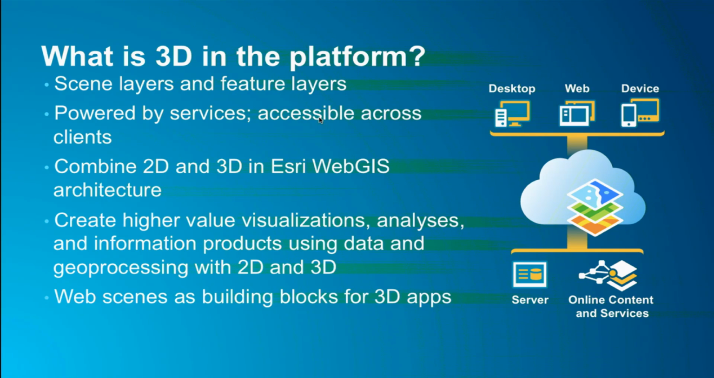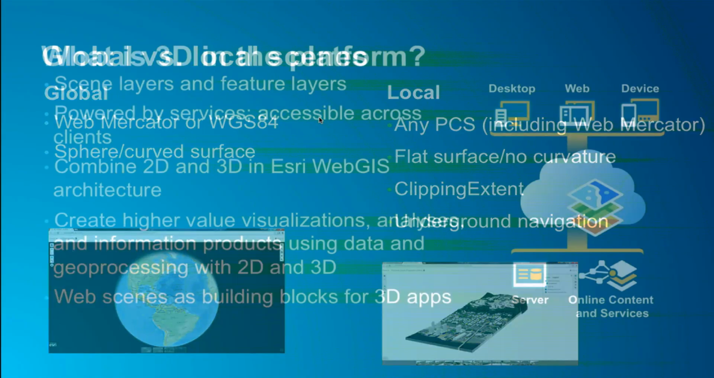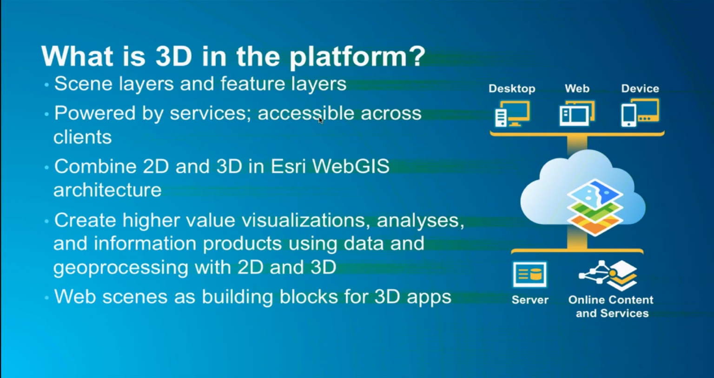Cool. So first, let's talk about 3D. Within 3D, we're mainly leveraging these 3D optimized layers called scene layers. They're great for handling large amounts of data, but you can also use feature layers if you wanted to. We do support in scene views WMTS layers, tiled map layers, and feature layers and scene layers. So you have ready access to all those layers, and you can use them with ArcGIS Online or portal. So yeah, they're powered across services across the platform.